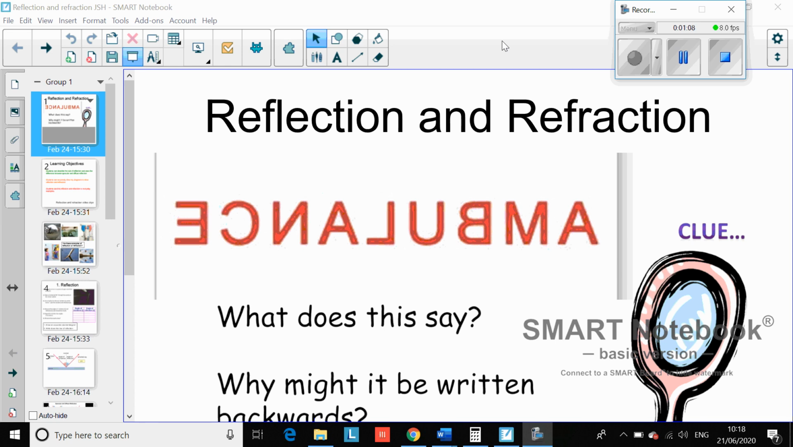Anyway, today, what we're going to be doing is learning about reflection and refraction. Now, you should have some knowledge about this from year 7 because all waves can reflect and refract as well as doing a few other things.